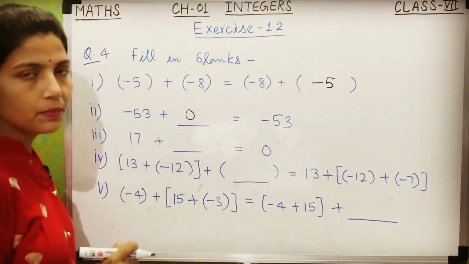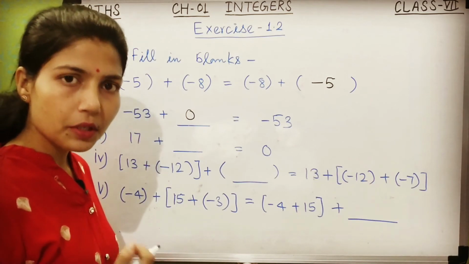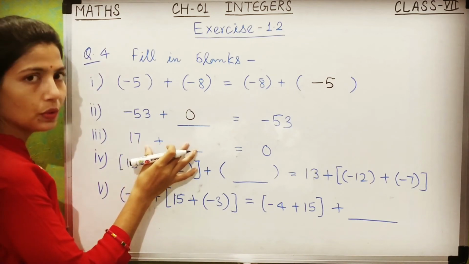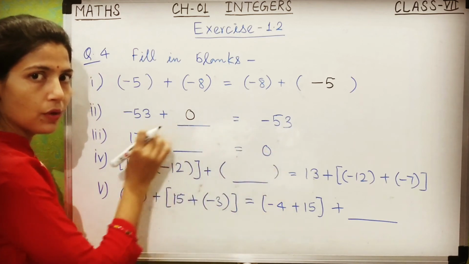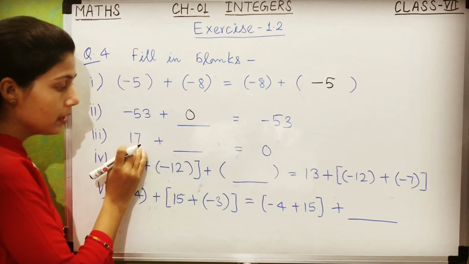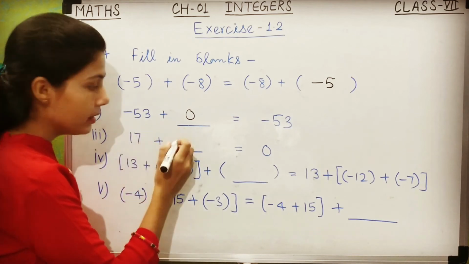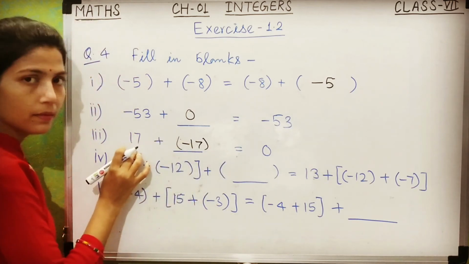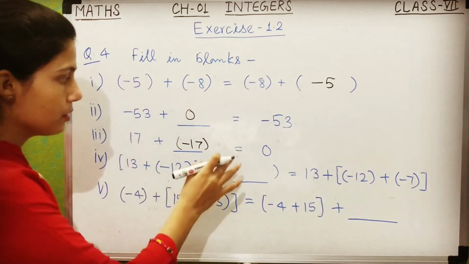Now see here, 17 plus what is equal to 0. दो इंटीजर्स का आप सम करें और आंसर क्या है? 0. ऐसा कब होता है? एडिटिव इनवर्स के केस में. Okay, because here is addition between these two numbers. So if we want the answer 0, you have to add the additive inverse of that number. So 17, here it is plus 17, so you have to add minus 17. That is the additive inverse of this 17. So here the additive inverse is used.